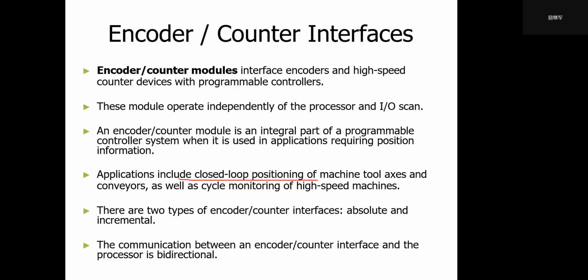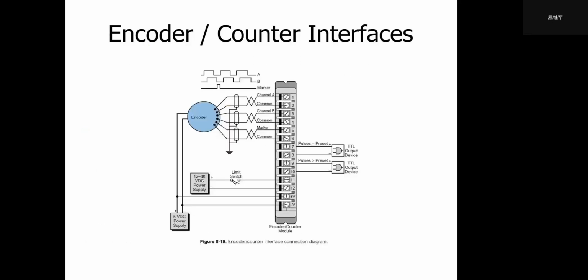There are two types of encoder counter interface: absolute and incremental. The communication between an encoder counter interface and the processor is bidirectional. This is the encoder counter interface connection diagram. This is the encoder, and this is the encoder counter module.